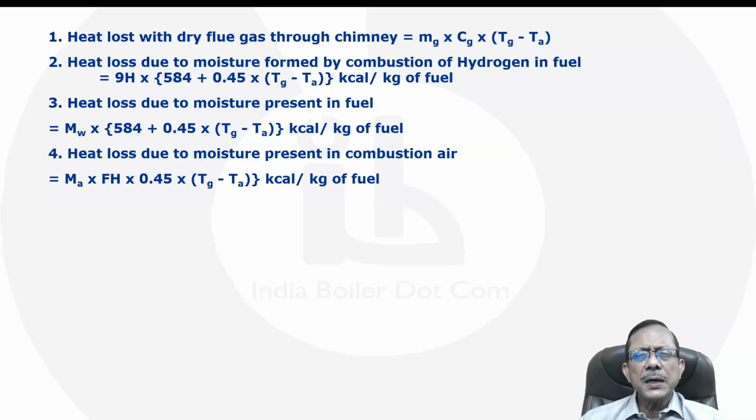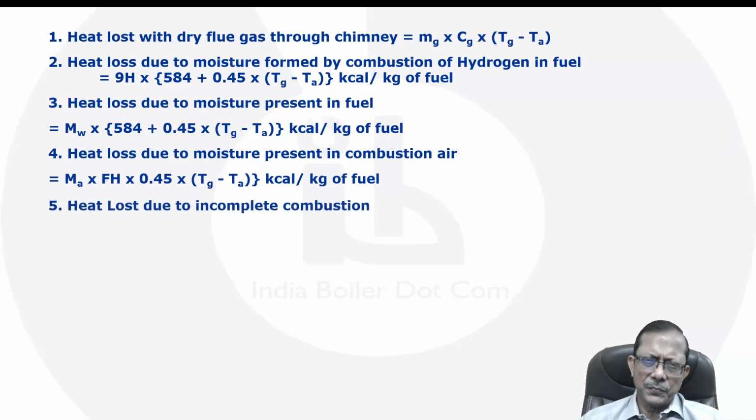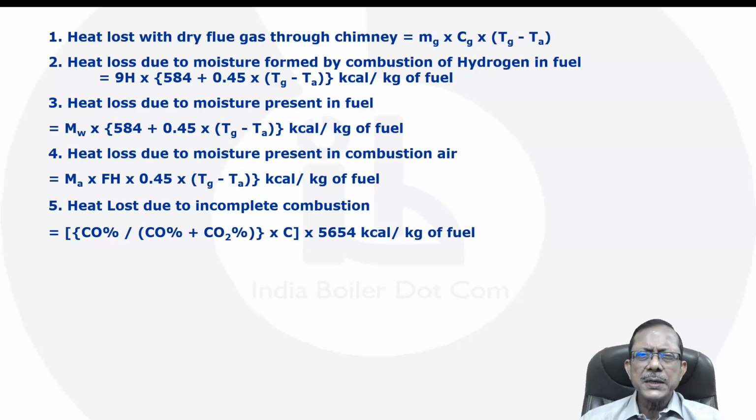Next loss is the incomplete combustion loss, that is the loss contributed by the CO formation, right? So in this case, we need to measure both CO and CO2 in the flue gas, and it can be calculated as the ratio of CO percentage to the total of CO plus CO2 percentage, multiplied by C, that is carbon in 1 kg of fuel, into 5654, that will be the heat taken away as a result of incomplete combustion.